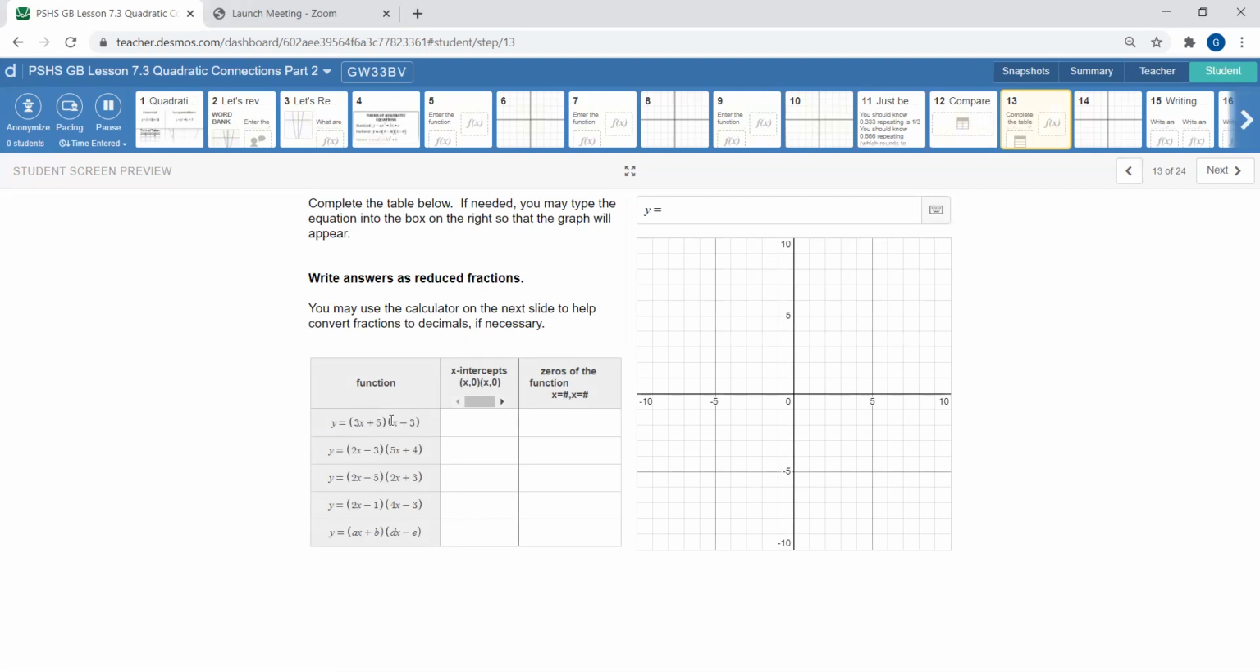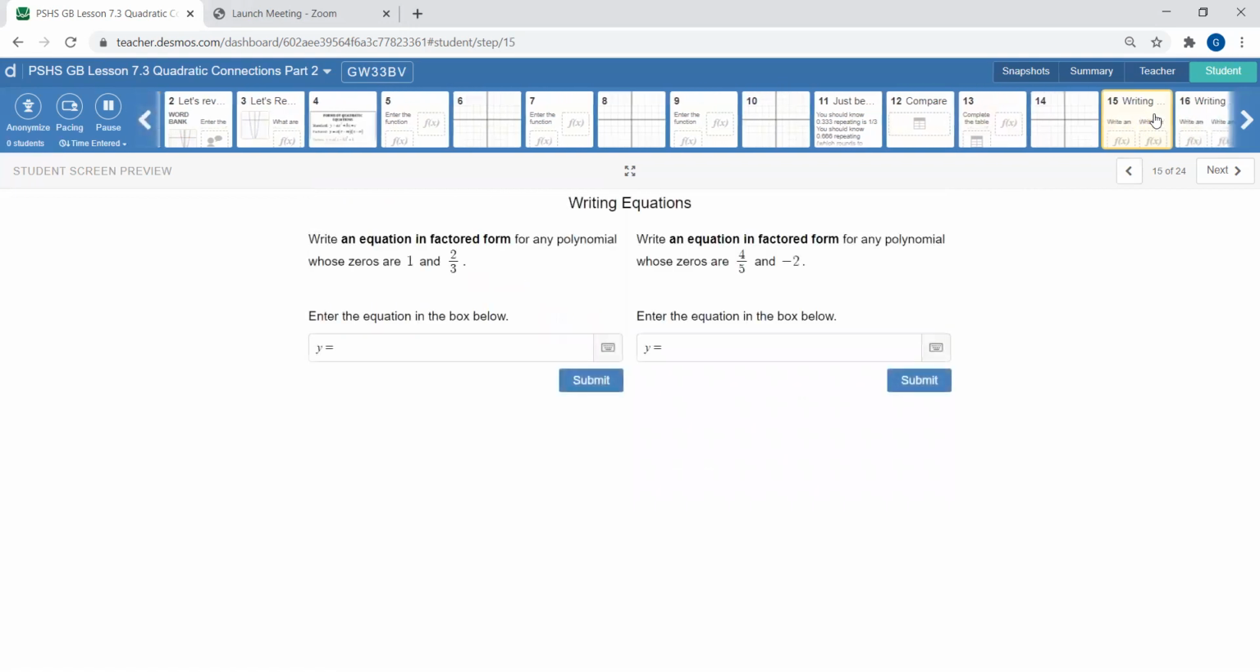Positive 3. Notice when it's just x, we just do the opposite. Technically, you could divide by 1, but it wouldn't do anything. Positive 3 divided by 1, positive 3. Negative 4 divided by 5, negative 3 divided by 2, positive 3 divided by 4, and positive e divided by d. So we're just using those opposites when we want to switch between factors and zeros.